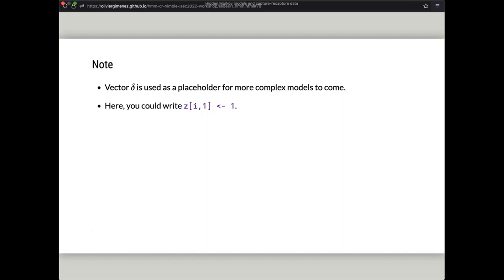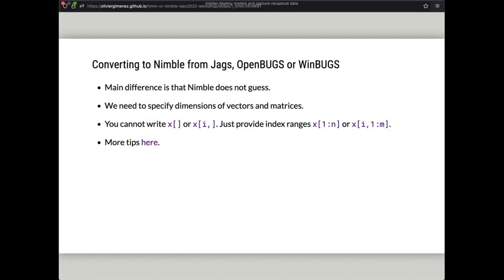So as I said, this vector delta is used as a placeholder for more complex models to come. Here we could write just that at first sampling occasion for all individuals, your state is alive, so it's a one. Okay, I will skip that one.